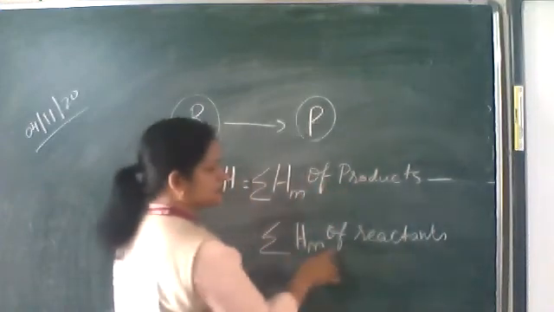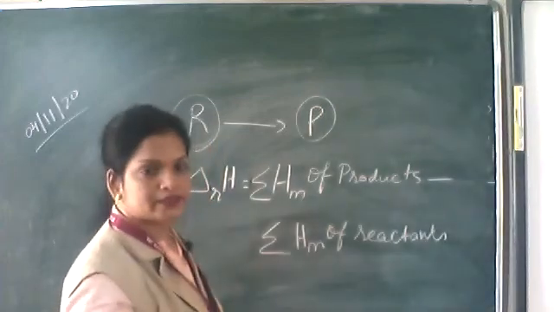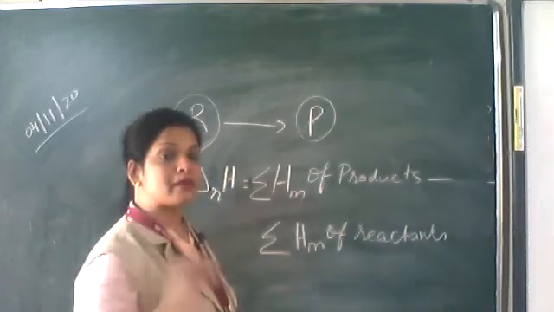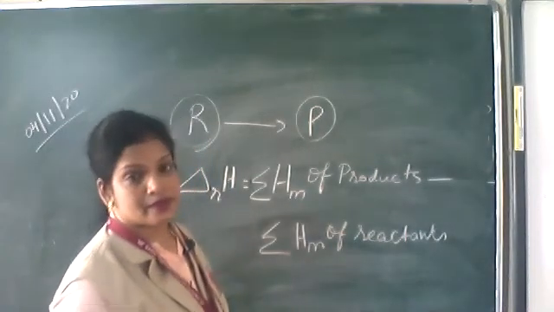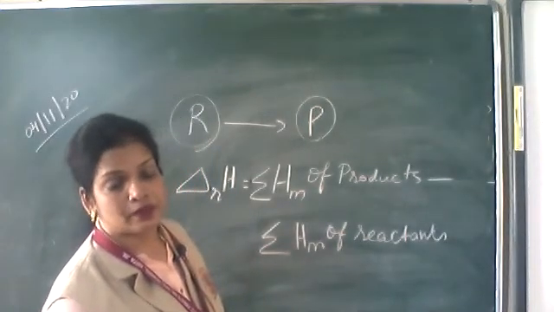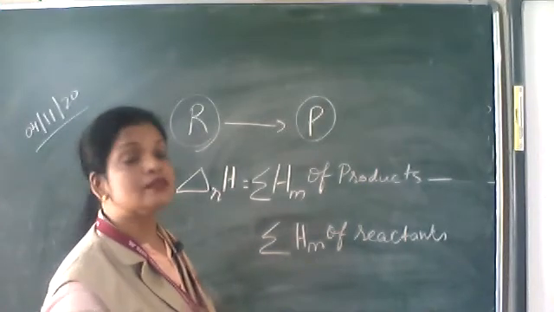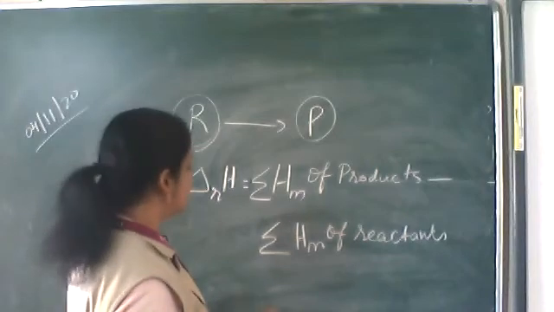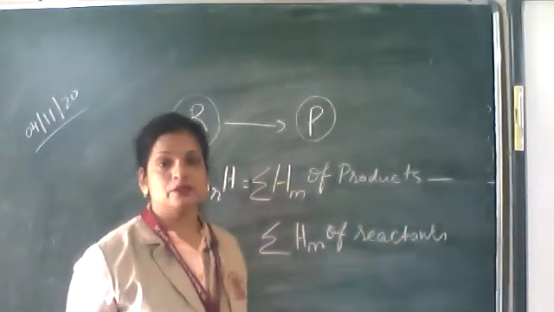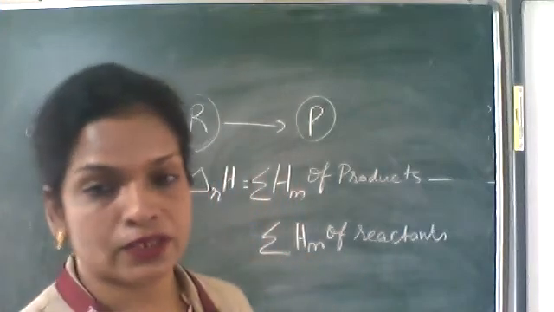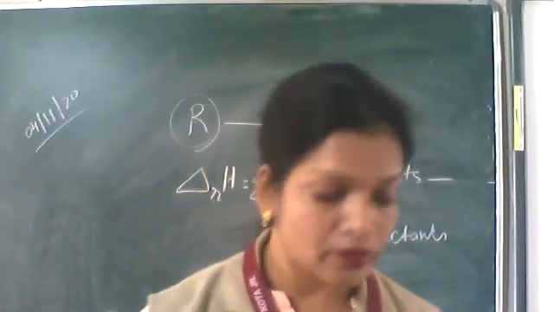So this is less, this is more. In the case I described, this is less, this is more. That means it will have a minus sign. Minus sign means the amount of energy, enthalpy, heat energy is released. Minus shows that it is released. So enthalpy of a reaction is equal to total enthalpy of products minus total enthalpy of reactants.